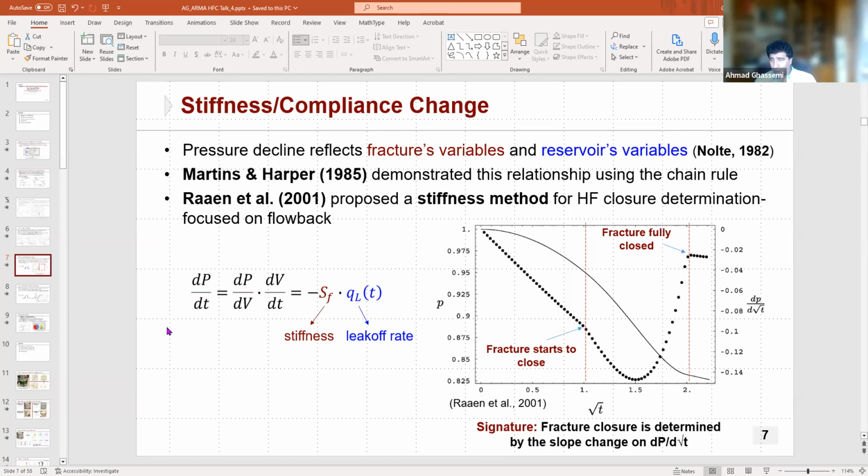And they pointed out that the fracture compliance or stiffness, as they call it, is not constant, and it changes, and that the process is complex. And they focus mostly on flowback analysis and try to use this change to extract minimum in-situ stress. As shown here in this plot, you can see that with post shut-in, the pressure declines on a linear trend, and then the slope changes here when the fracture starts to close, and they suggested that full closure occurs at some other time.